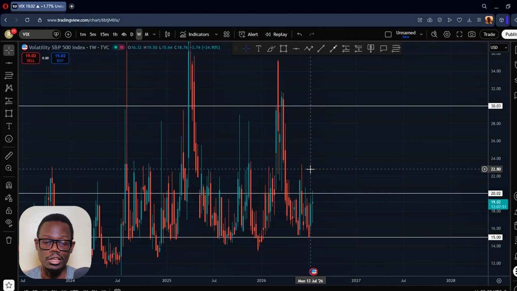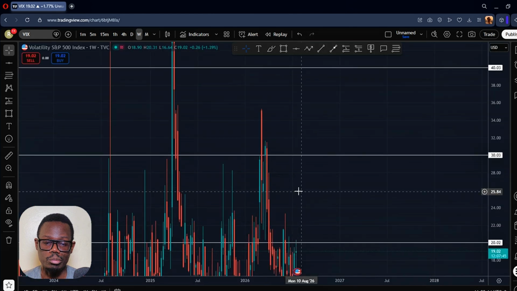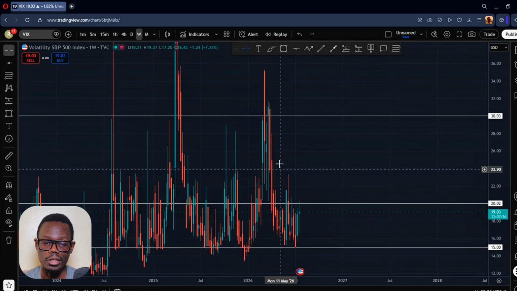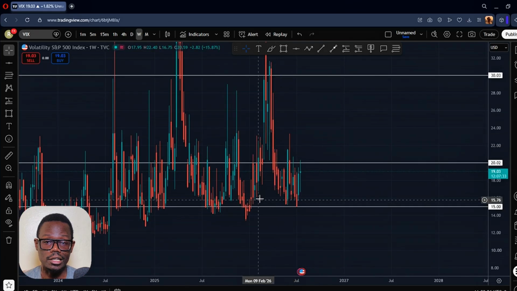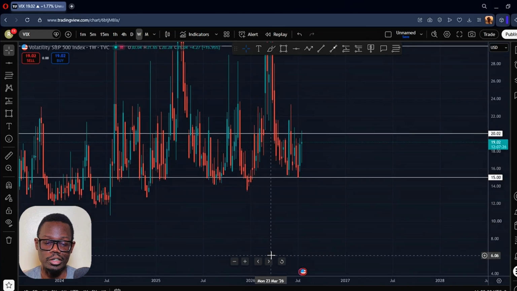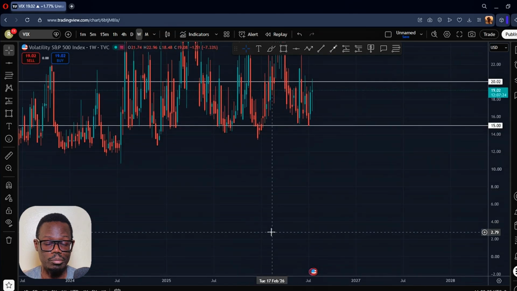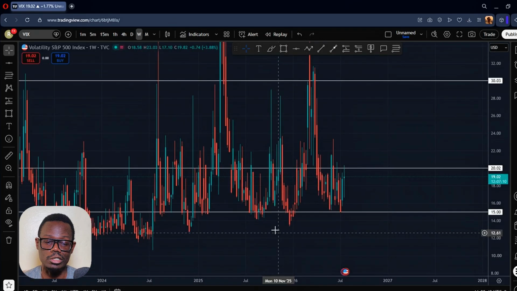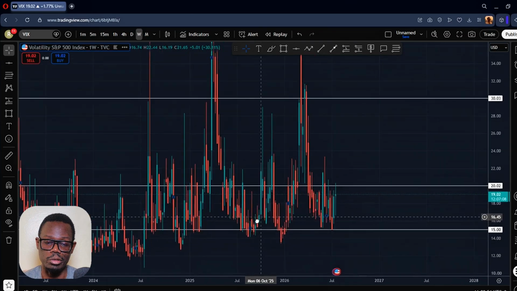Most of the time you will see, for example over here, the VIX spiked at 35, and during this period, if you go to the S&P 500, you will see an almost inverse chart. What you would have seen in the S&P 500 is the market dropping in an equally opposite direction. So it tends to be kind of the reverse of the S&P 500.